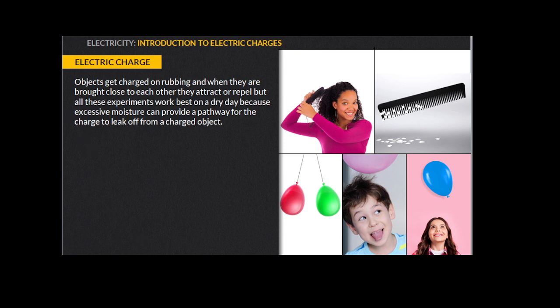Now, so objects get charged on rubbing and when they are brought close to each other. Okay, so this is it. Now we know why there is negative charge. What is negative charge? This is because of electrons. What is positive charge? This is because of protons. Objects attract when the charges are opposite, and objects repel each other when the charges are like charges.